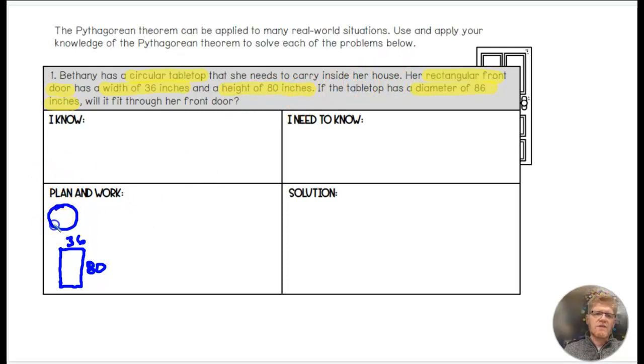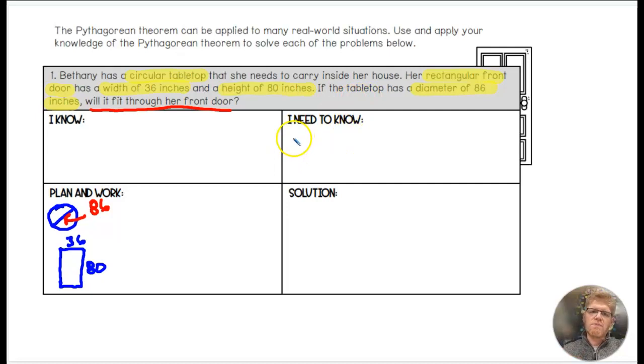Well, the diameter is the distance from one edge of that table to the other at its largest point, the largest distance across it. So that is 86. That is the widest that table is going to be. And I want to know, will it fit through her front door? In order for me to figure that out, I've got to figure out if there's a way to squeeze that thing through the door.